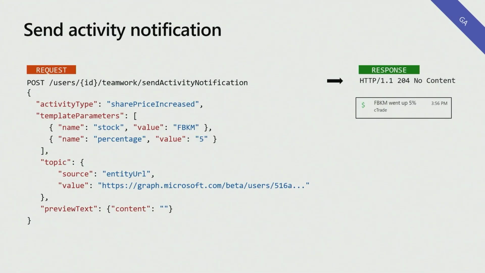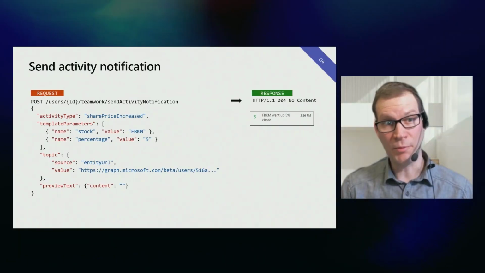To send that activity feed notification, first you post to /users/{id}/teamwork/sendActivityNotification. You pass in which activity notification you want to send. We did share price increased in this example. You pass in the values for those parameters. Stock is going to be FBAKM, percentage is going to be 5. That determines that first line, between the template parameters and the template that we specified in the manifest. That specifies what that first line of text looks like.